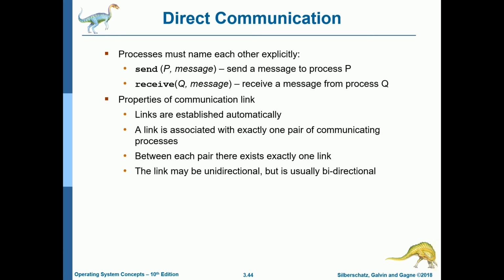Now, the scheme we have described exhibits what we call symmetry in its addressing. That is, both the sender process and the receiver process must name the other one to communicate. A variant of this scheme employs asymmetry in addressing. Here, only the sender names the recipient. The recipient is not required to name the sender. The disadvantage in both of these schemes, symmetric and asymmetric, is limited modularity of the resulting process definitions.